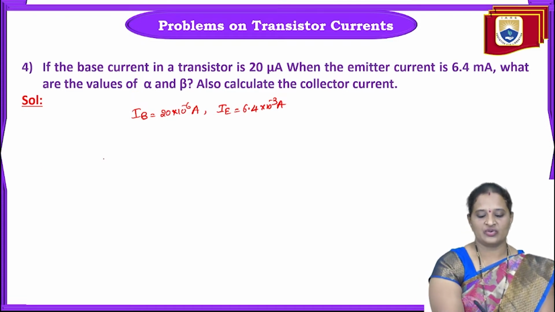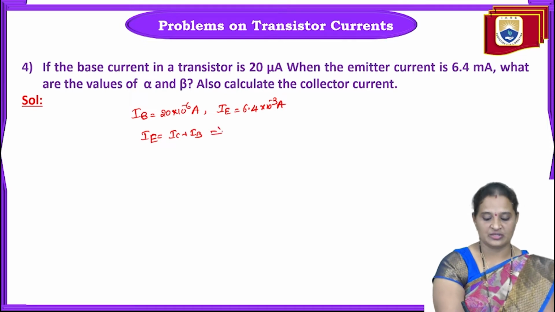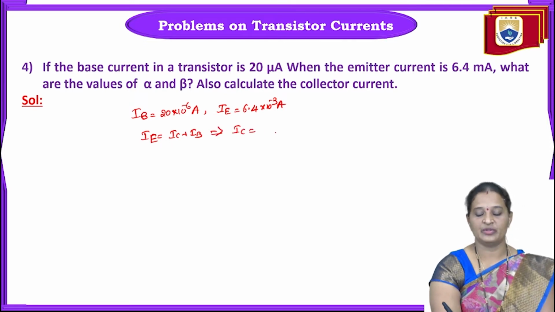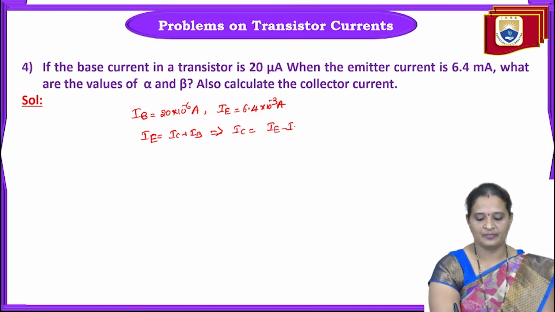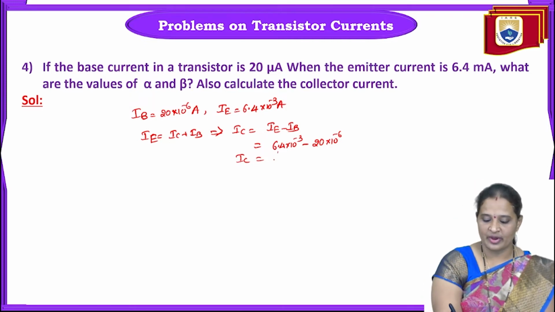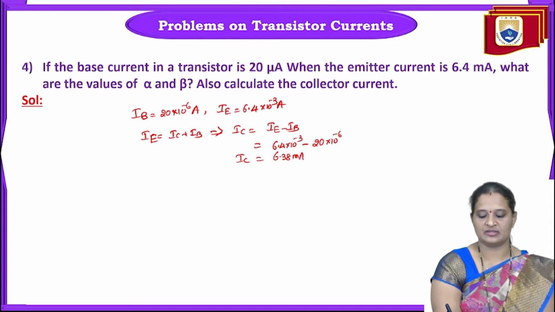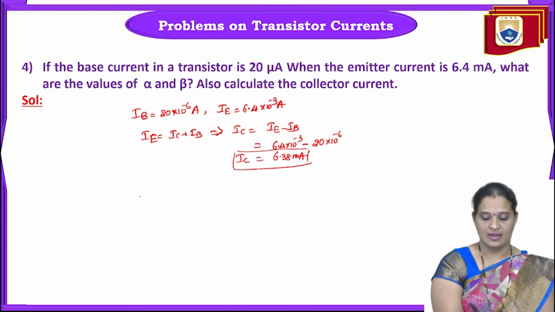As we all know, the emitter current is equal to IC plus IB. From this I want to calculate the collector current value, so IC is equal to IE minus IB. The value of IE is 6.4 into 10 to the power of minus 3, minus the IB value of 20 into 10 to the power of minus 6. If I calculate this, I'll get the value of IC as 6.38 milliamperes. So the collector current we have found is 6.38 milliamperes.